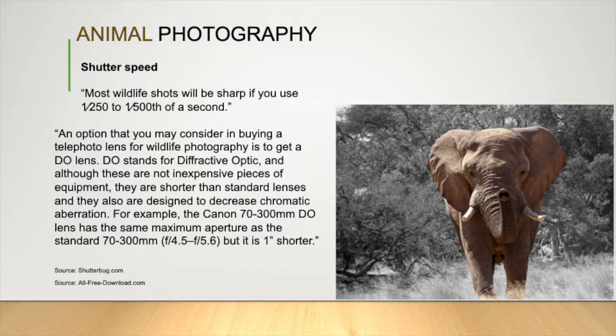An option that you may consider in buying a telephoto lens for wildlife photography is to get a DO lens. DO stands for diffractive optic, and although these are not inexpensive pieces of equipment, they are shorter than standard lenses and they are also designed to decrease chromatic aberration. For example, the Canon 70 to 300 mm DO lens has the same maximum aperture as the standard 70 to 300 mm, f-stop 4.5 to f-stop 5.6, but it is 1 inch shorter.